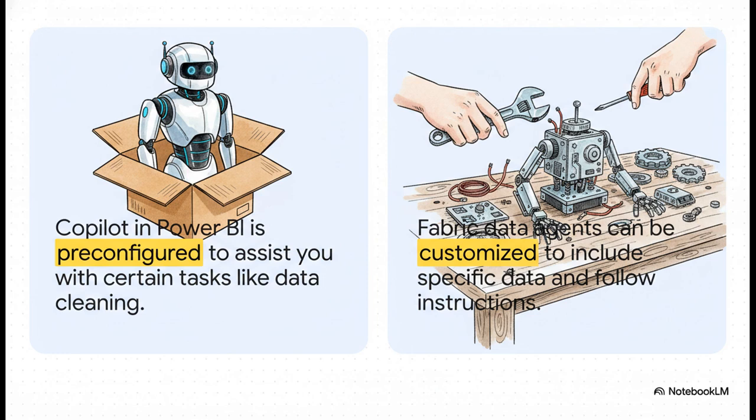Now, a real quick but important clarification here. You might hear about two different kinds of AI help in the Microsoft world. The Copilot in Power BI we're talking about today is pre-configured for these specific tasks. Then there are Fabric data agents, which are more customizable tools for totally different situations. For our purposes, we're focused squarely on Copilot right inside Power BI.